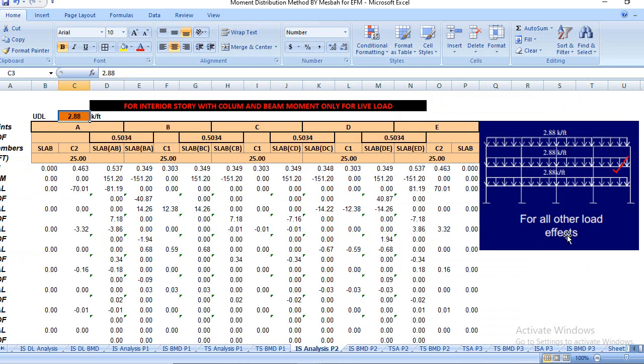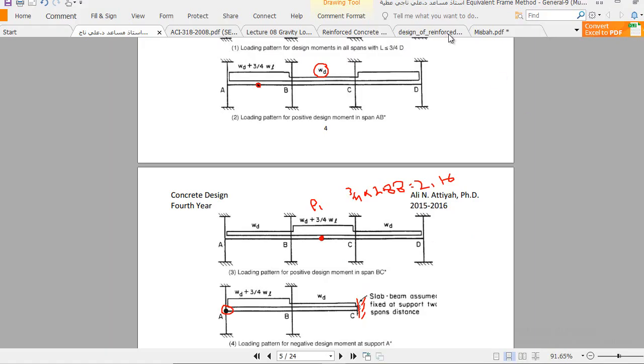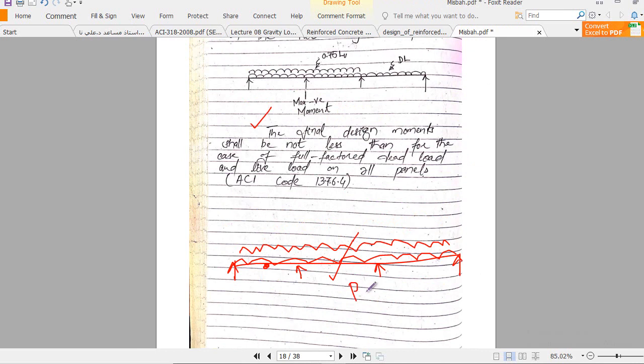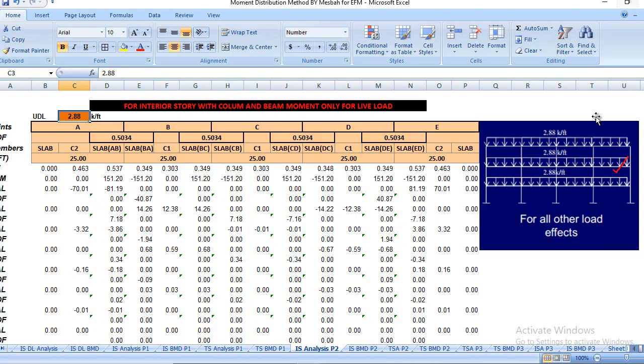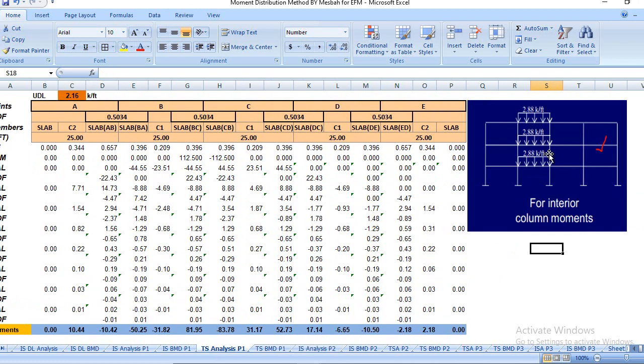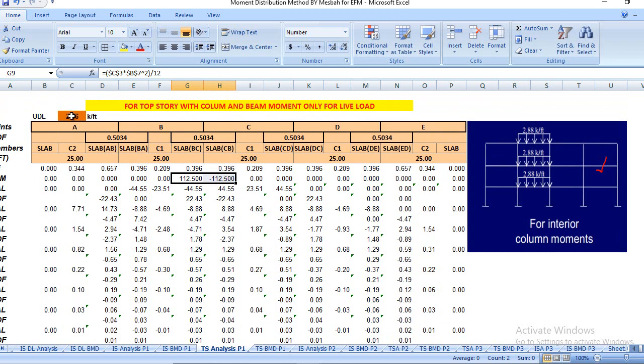Now moving to the next loading pattern. For all other load effects, remember, this is that statement. Clear? Let me show you, this is the statement. In this case I denoted it by P2. This is my P2 loading pattern. Now you see here, for this interior story I analyze the whole structure. Remember, when you are analyzing your structure for this kind of arrangement, you have to consider fixed end moment here, no fixed end moment there. We have just only fixed end moment here. Clear? And your load will be this one. You should not take 2.88.